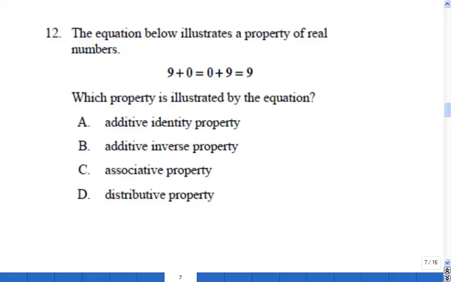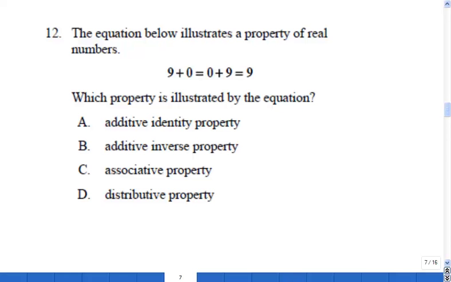Hi everyone, proficiency exam. Let's do one more problem. Very quick, very easy, simple problem talking about properties of real numbers. Problem number 12. The equation below illustrates a property of real numbers. 9 plus 0 equals 0 plus 9 equals 9. Which property is illustrated by the equation? Additive identity property, additive inverse property, associative property, distributive property.